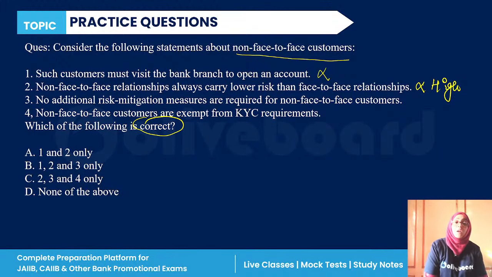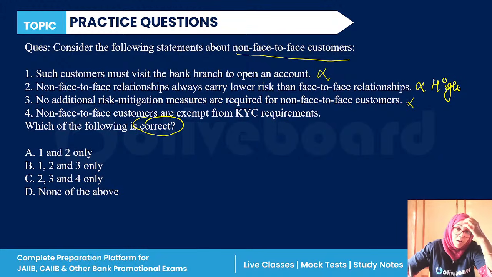Third: no additional risk mitigation measures are required for non face to face customers. Wrong. A non face to face customer has to go through advanced or enhanced due diligence procedure. Plus, additional risk mitigation measures are required because of the risky customer.